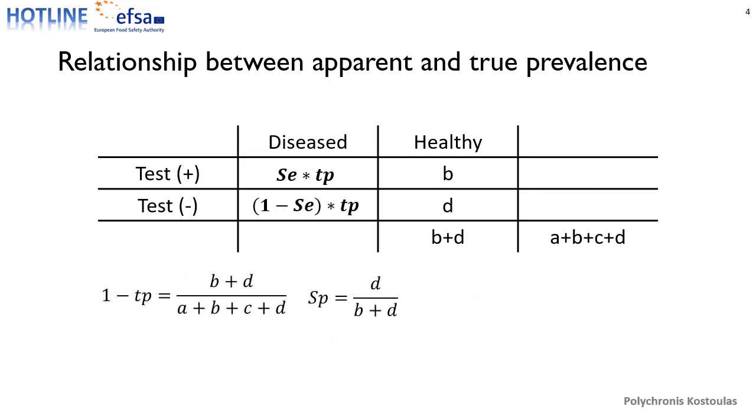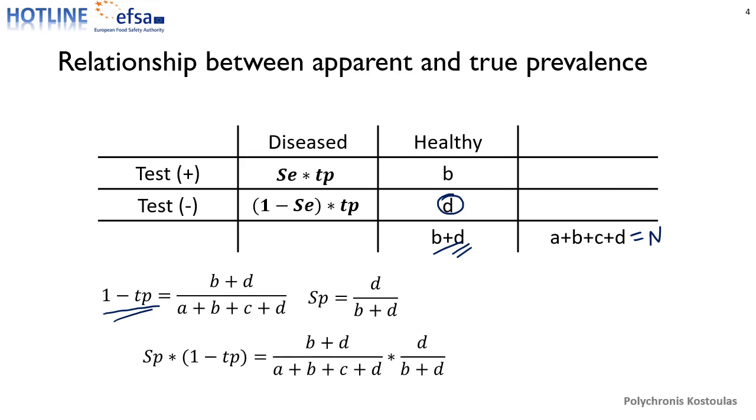We will go now to the column for the healthy individuals. The proportion of healthy individuals is (B+D)/(A+B+C+D). Okay, so this is equal to 1 minus true prevalence, of course. And the specificity of the test, as you may recall, is D divided by B+D. So if we get the product of these two, here B+D is the common term that cancels out. So the proportion corresponding to cell value D is the product of specificity with 1 minus true prevalence.